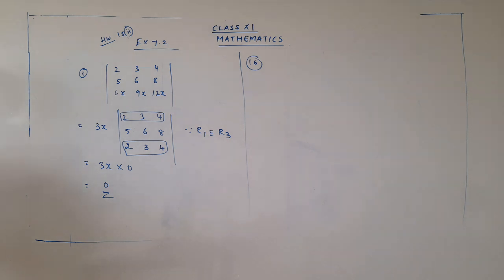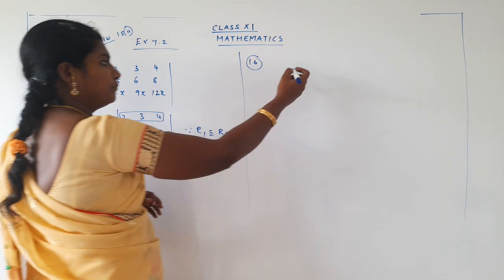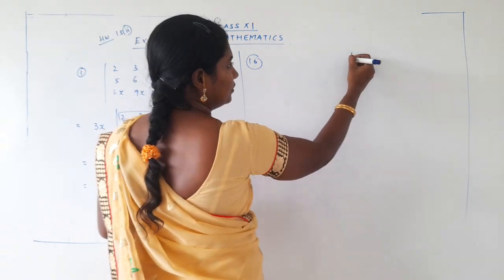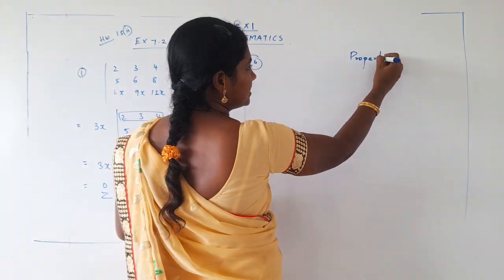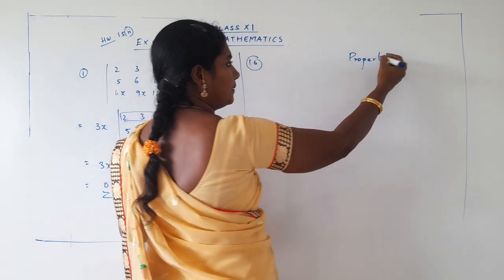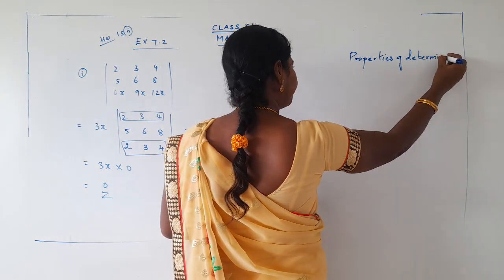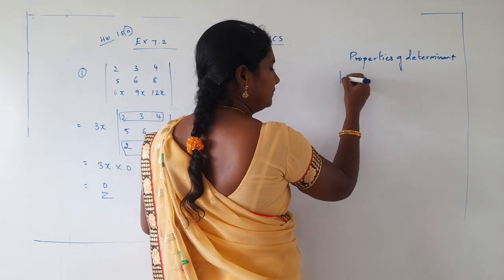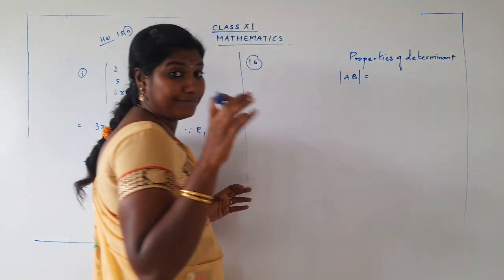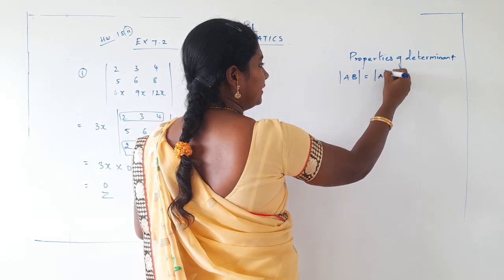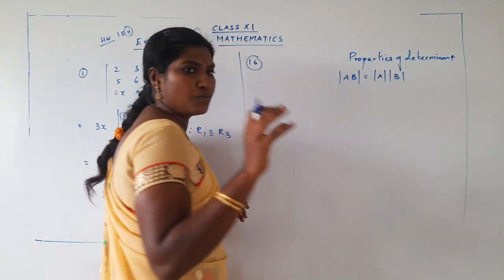Okay, again here we are going to use some of the properties of determinant. Before going to the sum, just mention the properties. You can write them down on the left side of your paper. Properties of determinant that I am going to use over here. If you have determinant of AB, you can write it as determinant of A, determinant of B. This is one property.